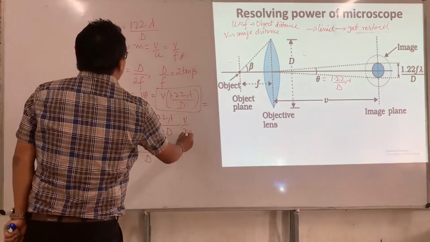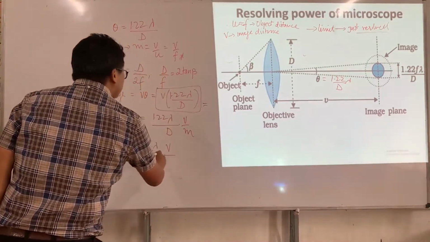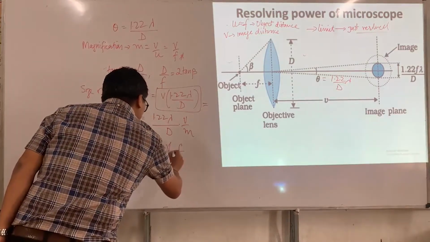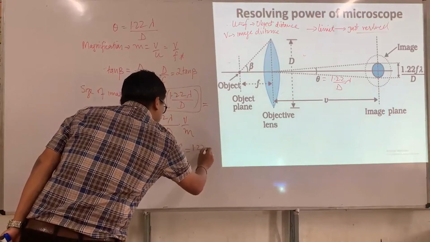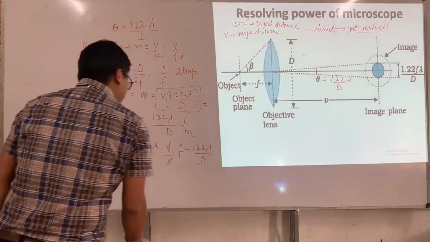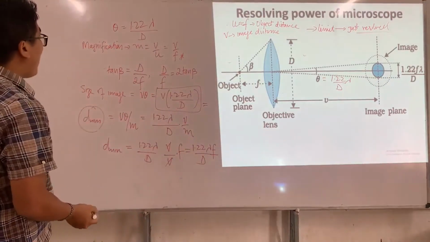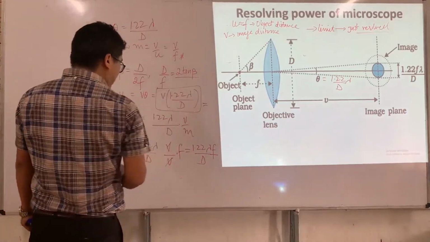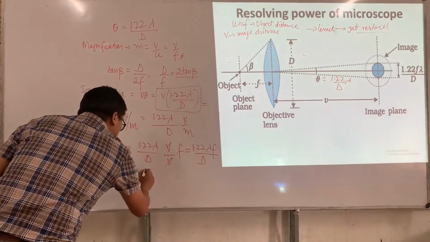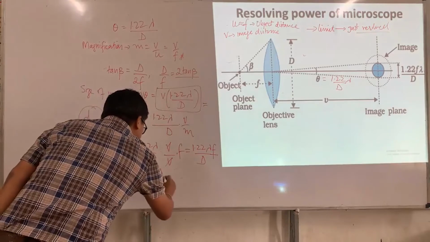I would like to put a value of n. What is n? n is given by v by f. V cancels out. 1.22 lambda divided by d, and then this is what we have, f. Okay, and now I would like to use this equation. So again, this minimum distance is going to be 1.22 lambda f by d.